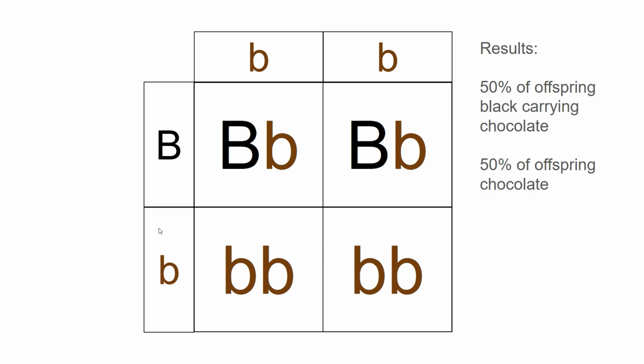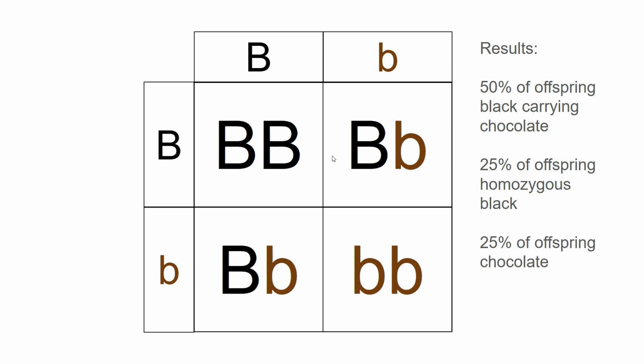Here's some examples. If a black cat carrying chocolate and a homozygous chocolate cat have offspring, half will be black carrying chocolate and the other half will be homozygous for chocolate. Here we have two black cats that are both carrying chocolate. Even if neither of them are displaying chocolate, there's still a chance of them having a chocolate offspring.